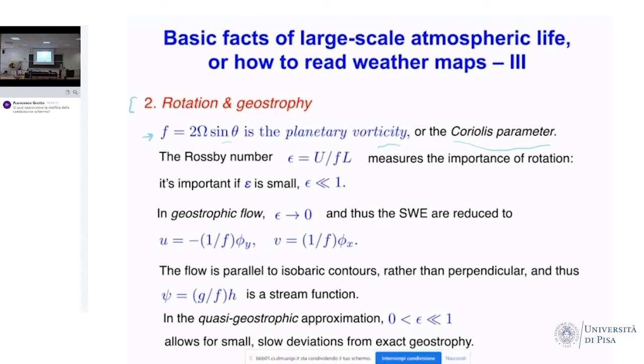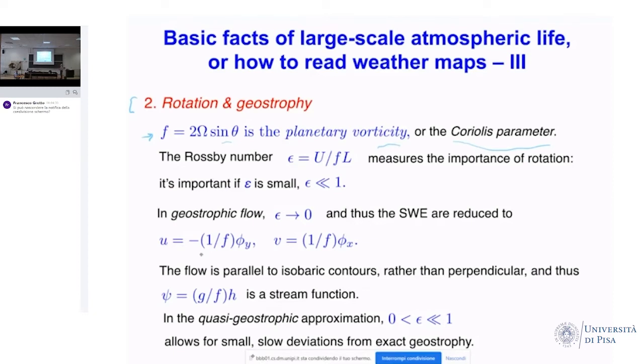Okay. So the Rossby number measures the importance of rotation, so it's a characteristic velocity divided by f times the characteristic length. Rotation is important if epsilon is very small. In purely geostrophic flow, the shallow water equations are reduced just to these so-called diagnostic equations. Because of the importance of forecasting in these disciplines, one talks about an equation which is time independent as being diagnostic, and one in which there is a time derivative as being prognostic, because you use it for forecasting.